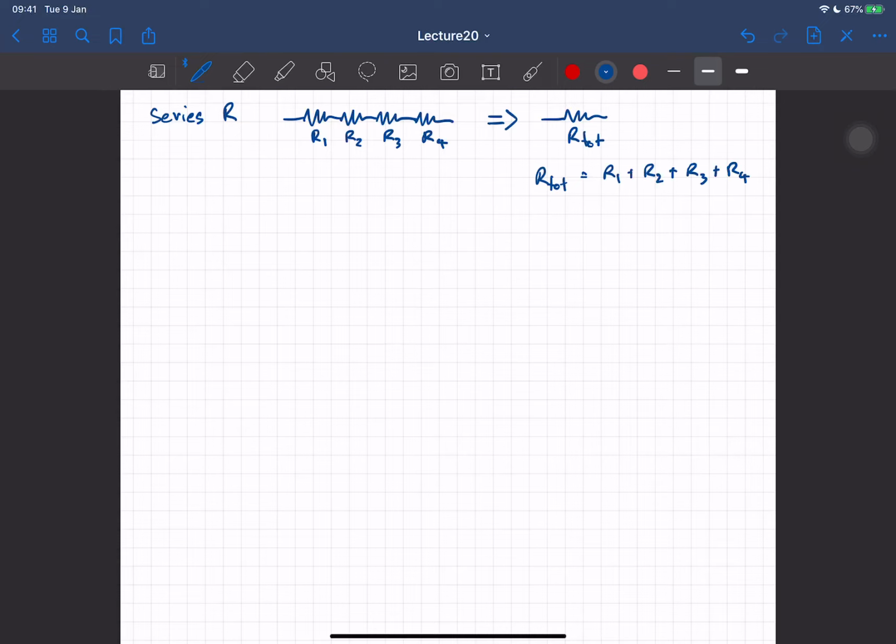So let's consider a circuit that contains 3 resistors, one here and 2 in parallel like this, and they are connected to a battery like this. Okay, and let's say this is R1, which is equal to 10 ohms, and this is R2, which is 20 ohms, and this is R3, which is 40 ohms. And then the battery is 12 volts. So V0 is 12 volts.